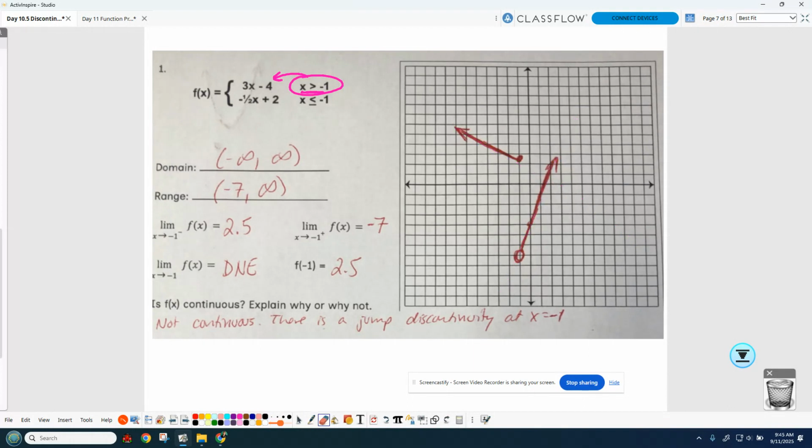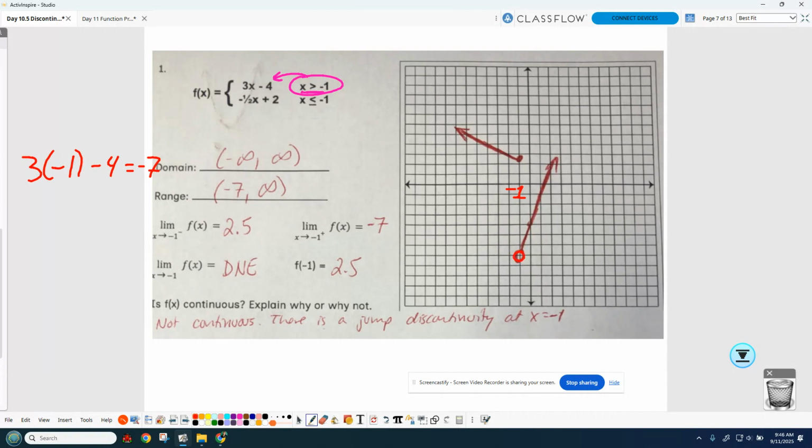Tessa, what was your question? For the range, I had -6 and not -7. Let's see. When we plug in -1 to here, which you're right, it doesn't say equals, but 3 times -1 minus 4 is -7. So if I could get to -1, that height would be -7.